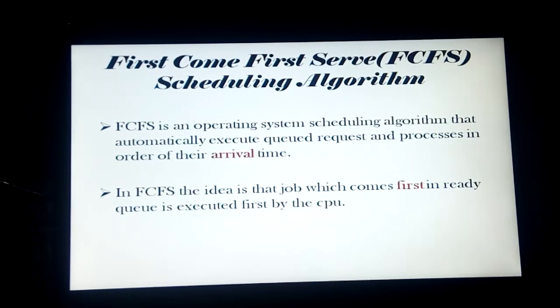As the name suggests, FCFS scheduling algorithm means the process which arrives first in a ready queue will be executed first by the CPU. Here the criteria is the arrival time and the mode is non-preemptive. The process which arrives first will execute first.